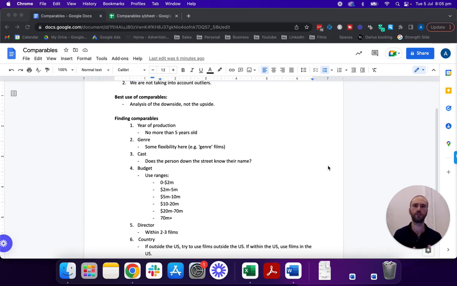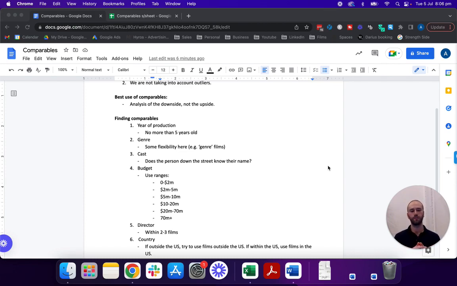So we want to make sure that we're comparing apples and apples, right? So we don't want to take a comedy and compare it against a horror. Seems obvious, but it's important to know. Now, where there's a bit of grey area is, well, what if it's a horror thriller or a horror comedy even, right? So that's where you need to have some flexibility in there.